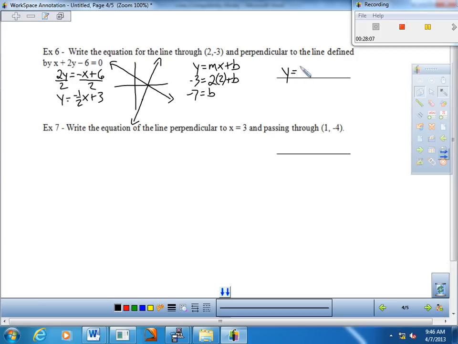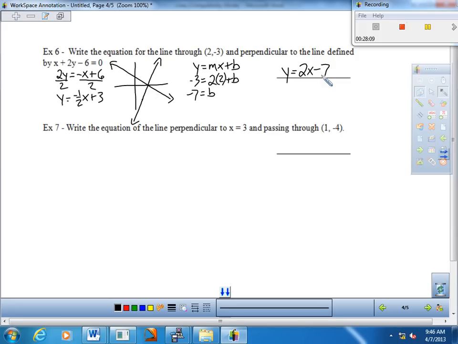And so I'm getting y equals 2x minus 7. Again, if you're feeling good with this, great. Hopefully you're just doing the problems and working through. If you need further explanation, pause or rewind. But otherwise, just move through.